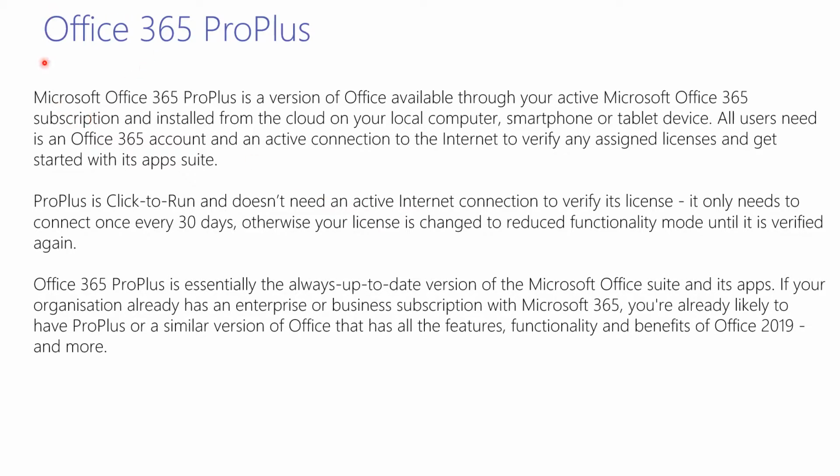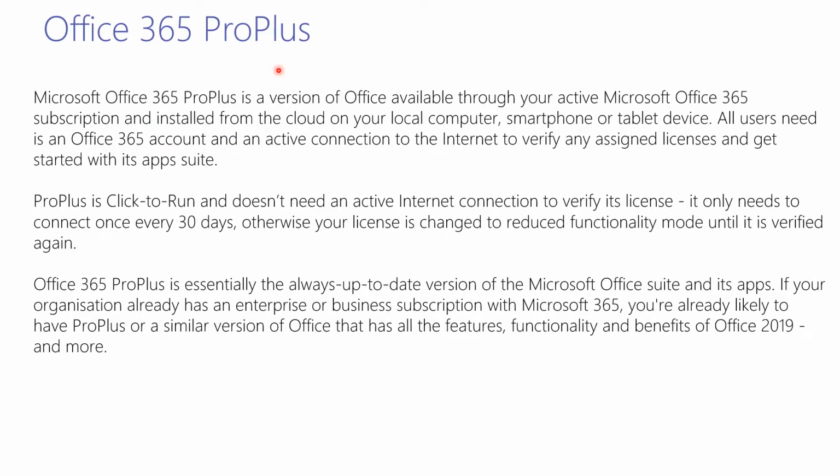But with Office 365 Pro Plus, all the licenses are assigned from the admin portal. Okay, so you don't have to assign licenses to each and every software that you install. It is automatically going to be assigned to your UPN or your email address that you have. Okay, once it is assigned to a user, that user will be able to access Pro Plus.